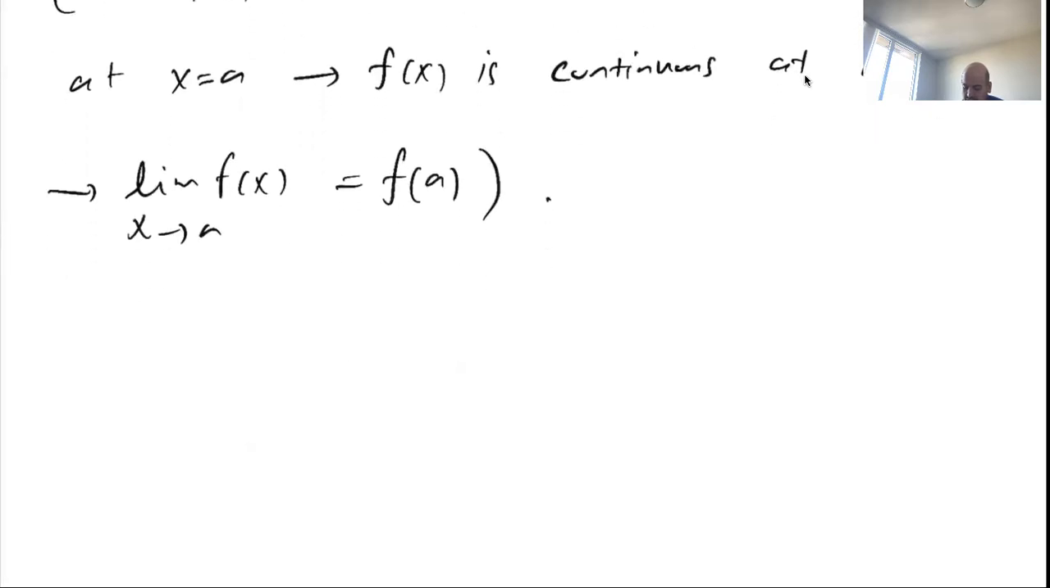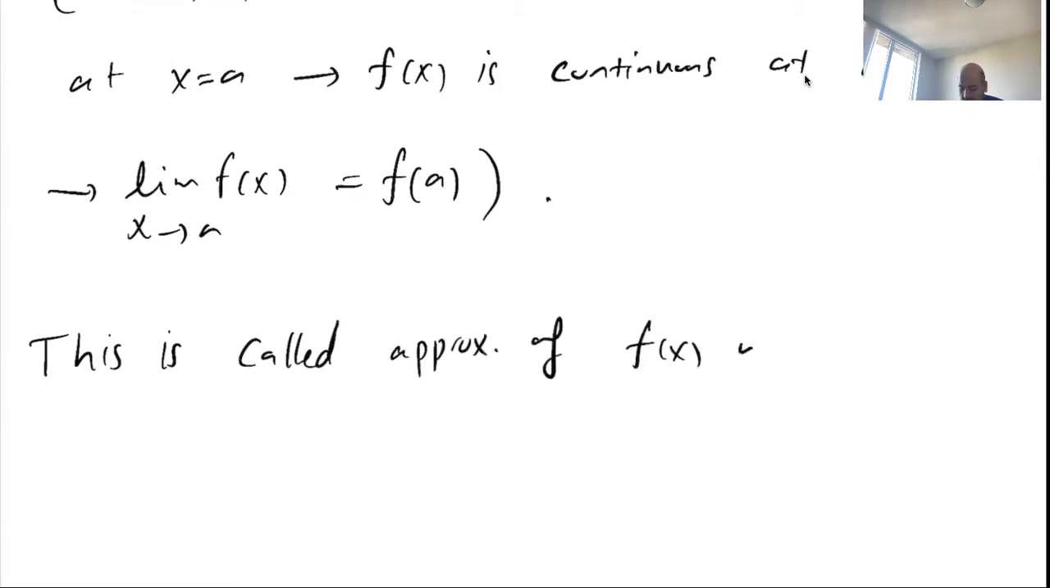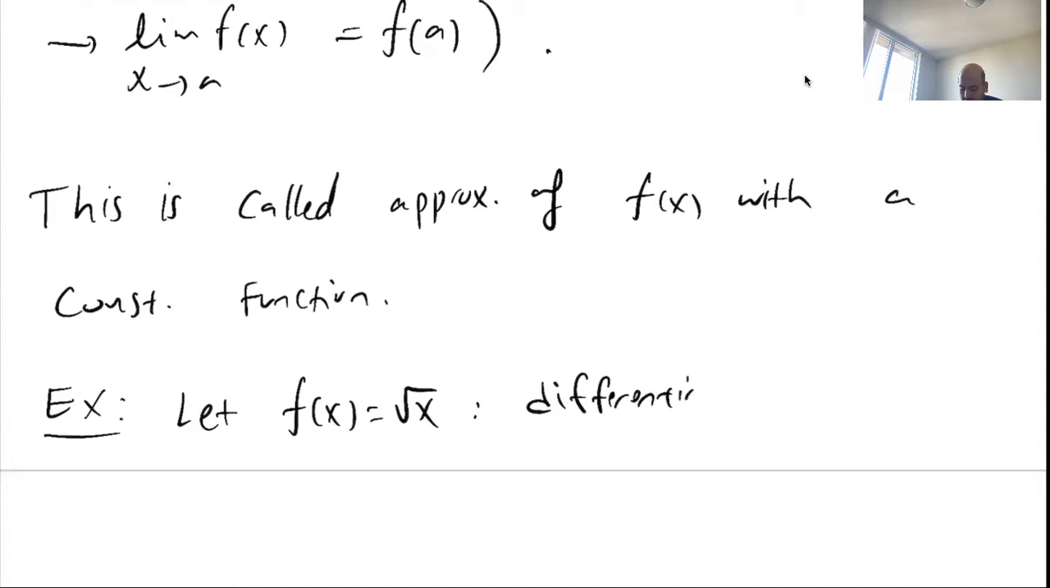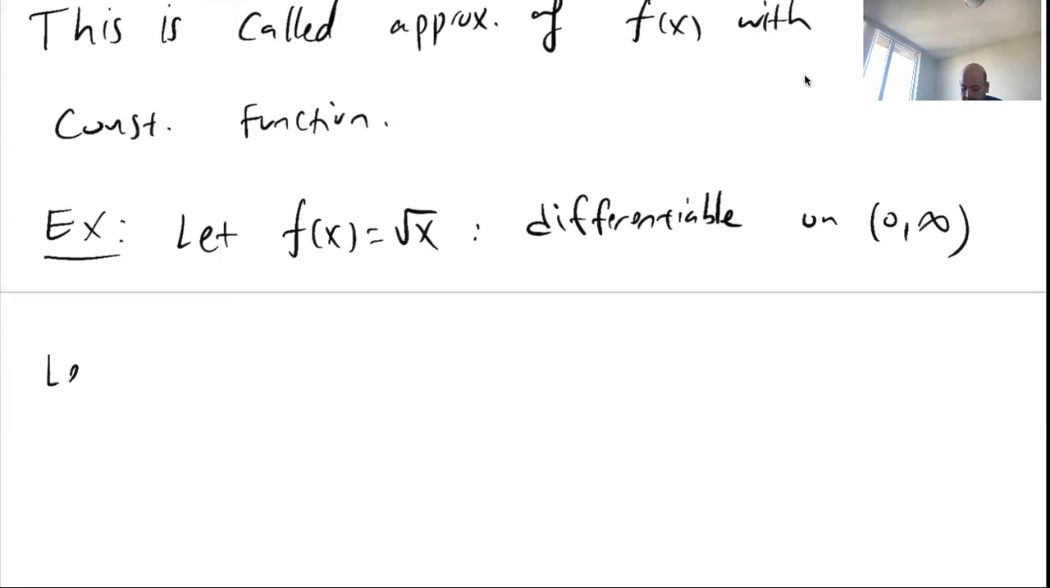Okay, so this one is called approximation of f of x with a constant function. Let's look at an example. Let f of x equals root x, which is differentiable on the open interval 0 to infinity, and let a equals 4.